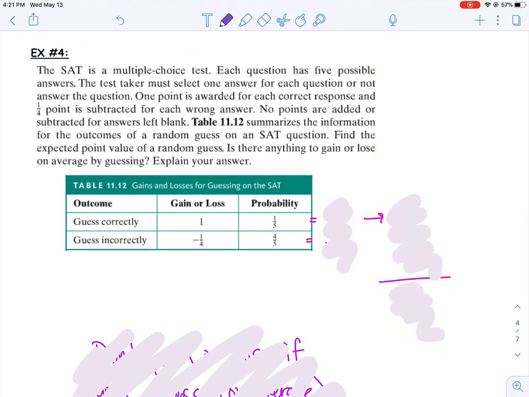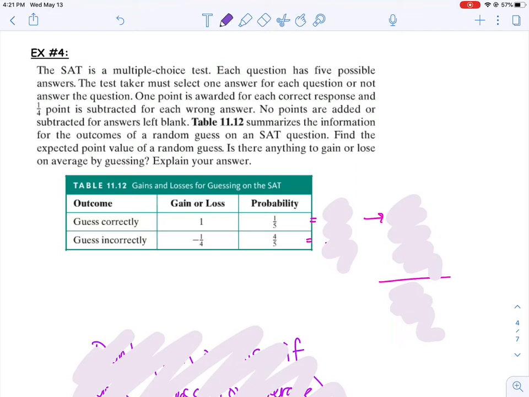Most of you guys have taken standardized testing, whether that be the AIMS back in the day or SATs, ACTs. And so for the SATs, it's a multiple choice test. Each question has 5 possible answers, and you must obviously answer each of the questions in order to earn points. Now, 1 point is awarded for each correct response, and 1/4 of a point is actually subtracted if you get a wrong answer. No points are added or subtracted for answers left blank.